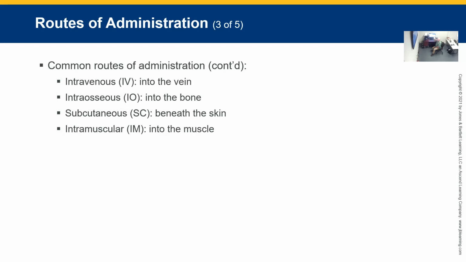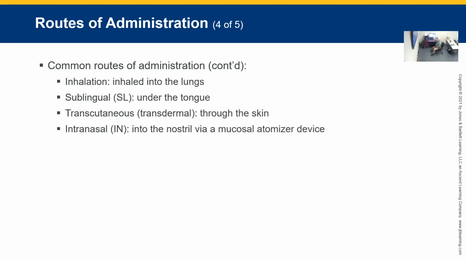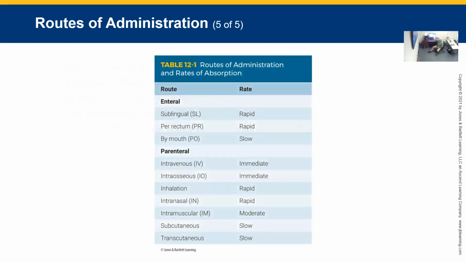Subcutaneous is like a TB skin test, where they give just a small amount under the skin, and intramuscular is deep into the muscle. Any of you familiar with an EpiPen, when you give an injection, it actually goes into the muscle. Inhalation is in the lungs. Sublingual is nitroglycerin or a few other medicines under the tongue. Transdermal is absorbed through the skin, and that takes a while. And intranasal is a mucosal atomizer device or a metered dose inhaler. We'll talk a little bit about those.